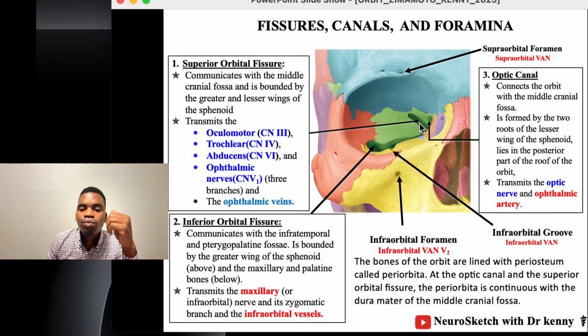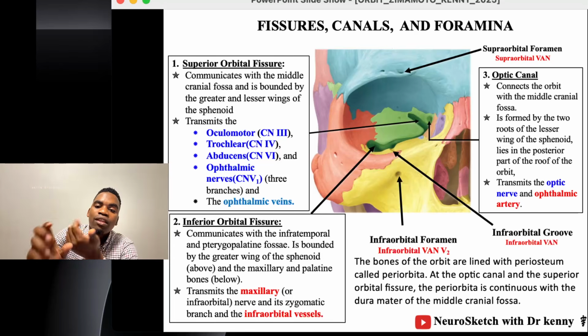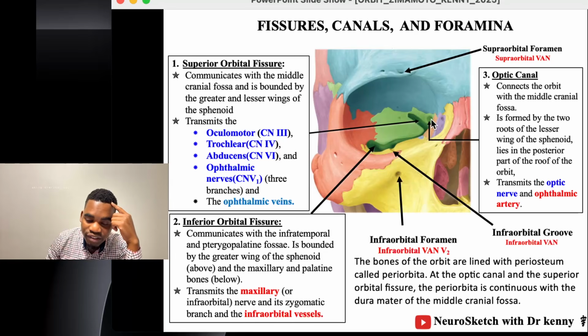Now, what goes through the superior orbital fissure is going to be cranial nerves 3, 4, 6, and the first branch of nerve 5, together with a vein which is called the superior ophthalmic vein. And then remember the ophthalmic artery is going through the optic canal, but the ophthalmic vein is passing here.